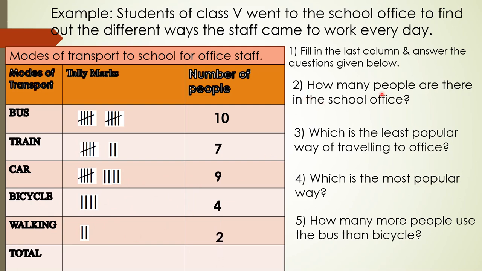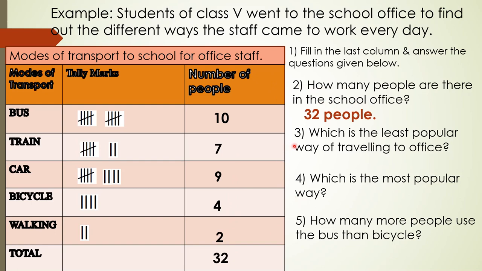Question number 2. How many people are there in the school office? 10 plus 7 plus 9 plus 4 plus 2 equals 32. So 32 people are there in the school office.